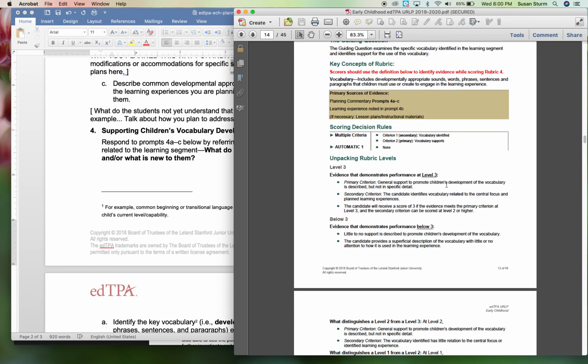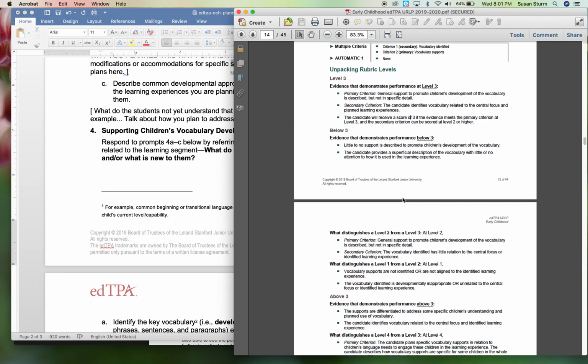At a level 3, you have general support to promote the children's development of the vocab. It's described, but you don't go into super detail. And then you identify vocabulary related to the central focus and the planned learning experience. And that's the secondary criterion. And even if you have the secondary, but you don't have the primary solid, you'll never get more than a 3. This one, let's see, a level 4.